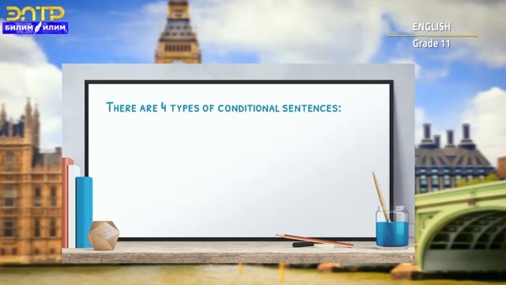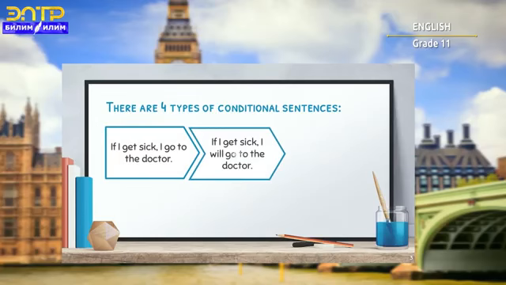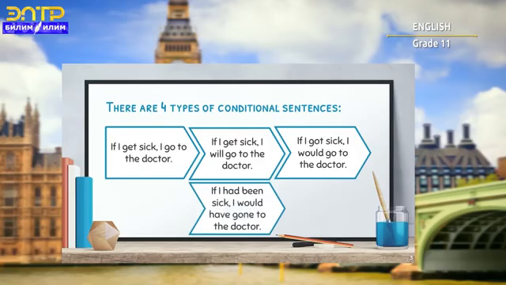There are 4 types of conditional sentences. They are really similar, but they are not the same. If I get sick, I go to the doctor. If I get sick, I will go to the doctor. If I got sick, I would go to the doctor. If I hadn't been sick, I would have gone to the doctor.